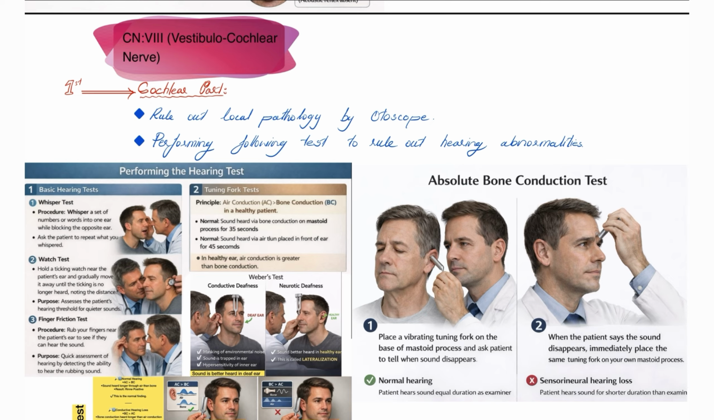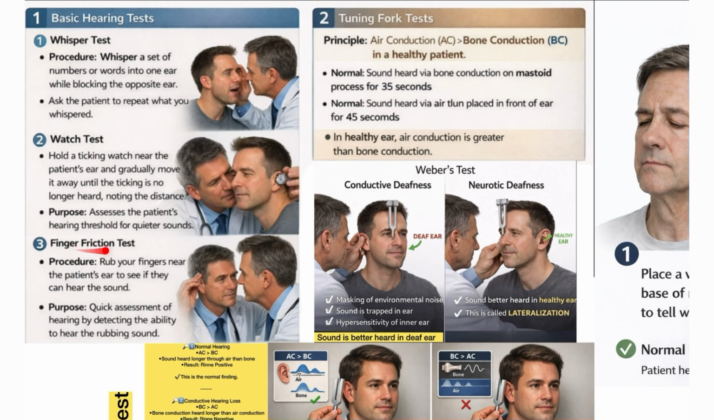For examination of the cochlear part, the first thing you have to do is rule out local pathology of the external auditory canal by otoscope, and then perform the following tests to rule out hearing abnormalities, starting with basic hearing tests, which include the whisper test, watch test, and finger friction test. If you find any abnormalities in the basic hearing test, then jump to the tuning fork test.